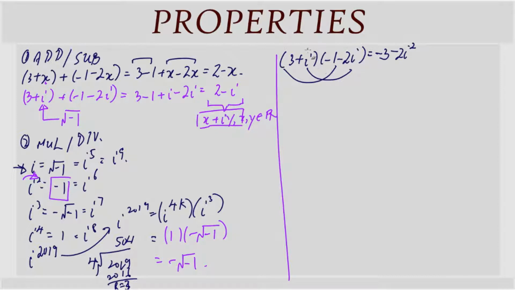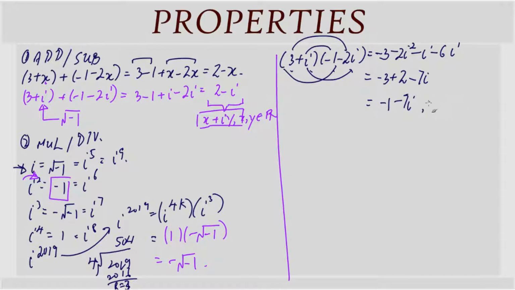And now let's take the complex parts, which is i times negative 1, which is minus i, and 3 times negative 2i, which is negative 6i. So for 2 terms multiplied by 2 terms, you're sure to get 4 terms. But you realize that these will simplify. Negative 3 minus 2i squared. i squared is equal to negative 1, so that's plus 2. And minus i minus 6i is equal to negative 7i. Then this is equal to negative 1 minus 7i.